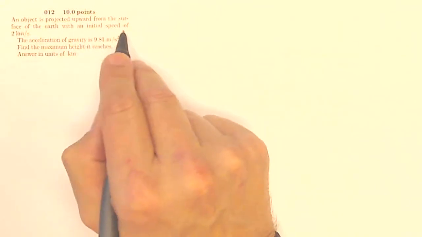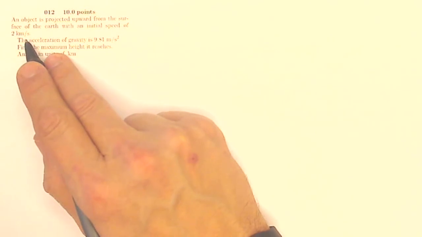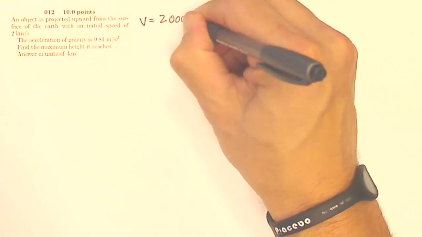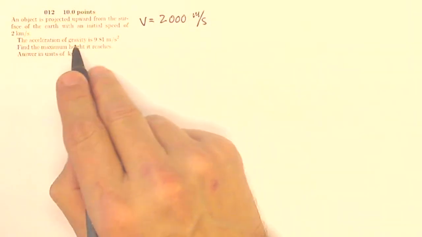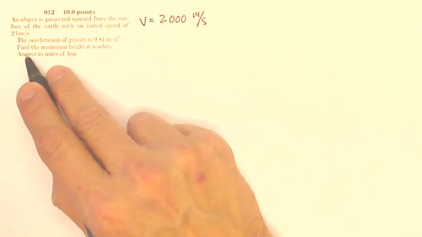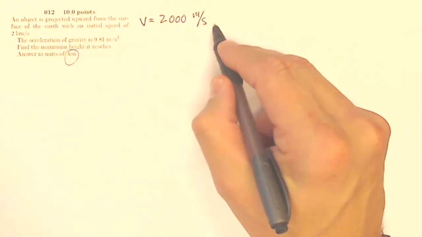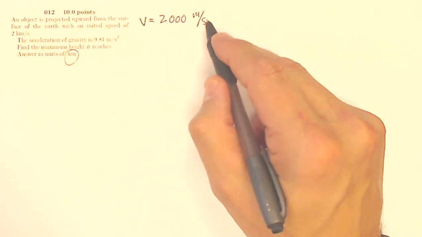An object is projected upward from the surface of the Earth with an initial speed of 2 kilometers per second. So my initial speed is going to be 2,000 meters per second. The acceleration of gravity is 9.1 meters per second squared. Find the maximum height it reaches. Answer in units of kilometers. So I turned it into meters per second because all of my equations are that way.